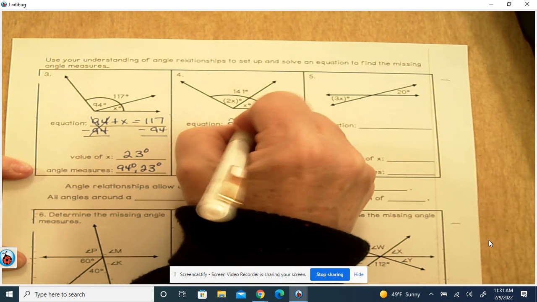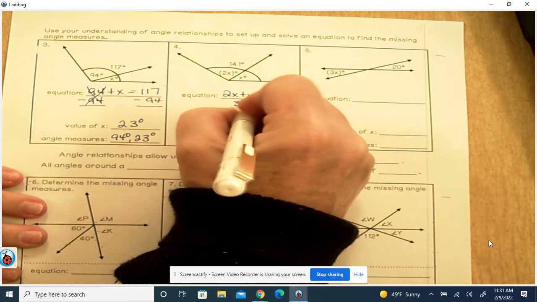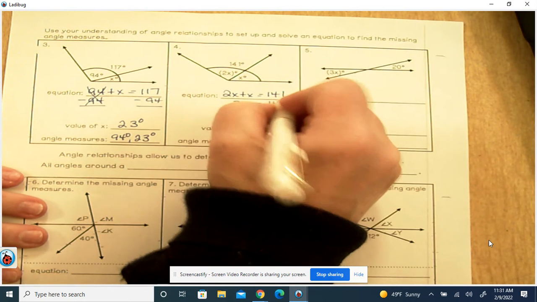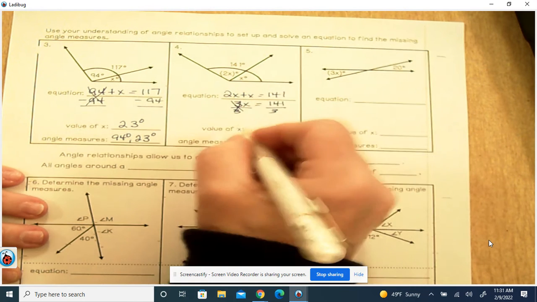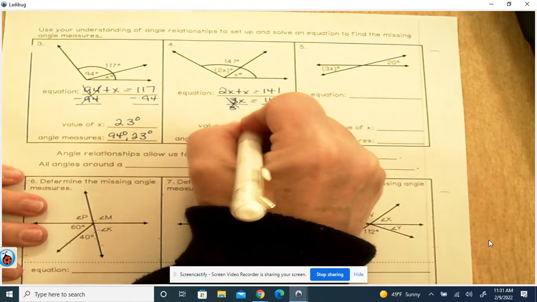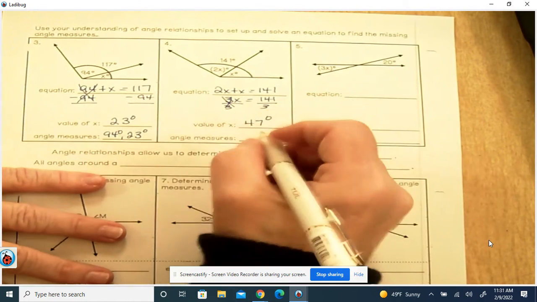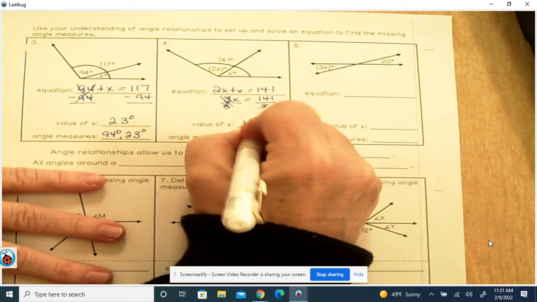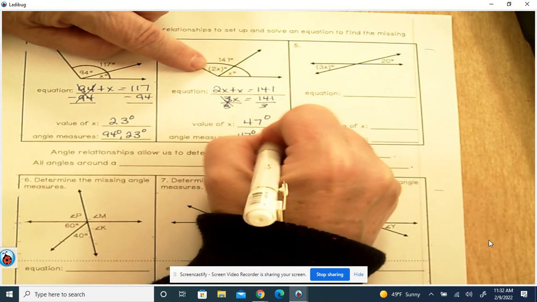All right, these two added together are going to equal this whole angle, which is 141. So we've got 2x plus x equals 141. That's 3x equals 141, divided by 3. That cancels out. X equals 47 degrees. So our angle measures are 47. And then x is 47, so 2 times 47, and that gives me 94 degrees.